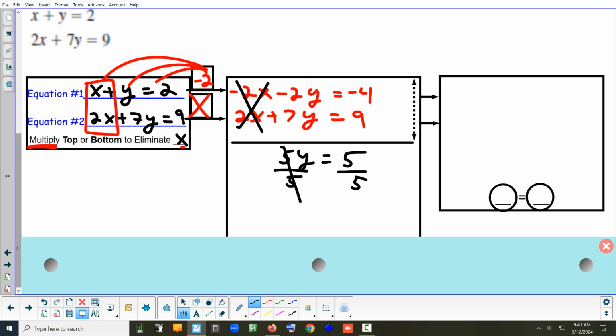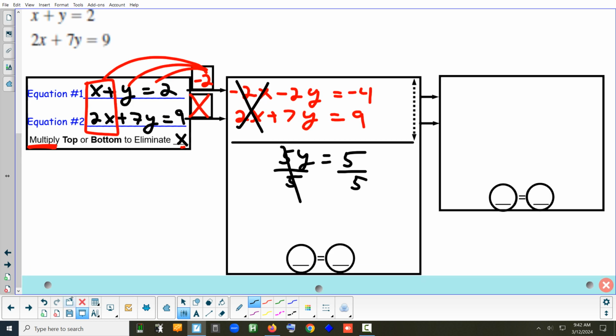And now we have y equals, and Molly, what's my answer? Y equals 1. All right, so we got y. Marie, what do I still have to find? X. Yep, still have to find x. And Eric, how am I going to find x? Replace y. Yep, we're going to replace y with the bottom.